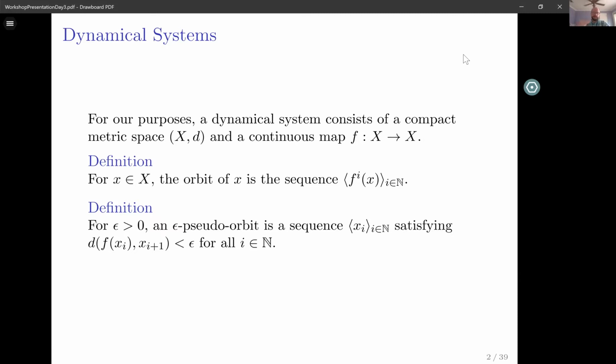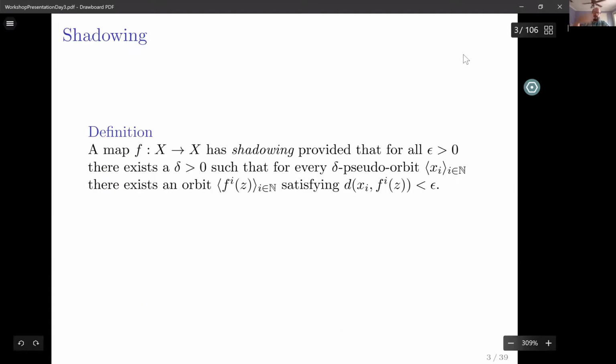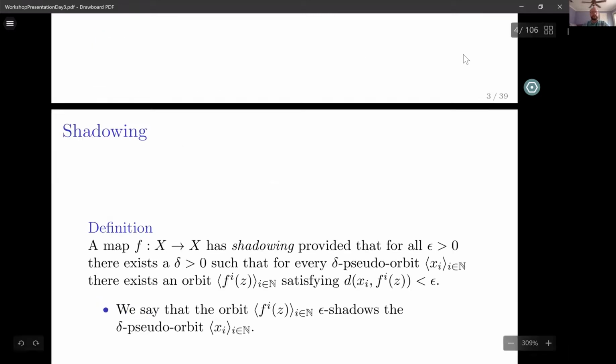An orbit is the sequence where you just iterate the function f on a single point. A pseudo-orbit is like that, except we take a sequence where the pointwise difference between f of x_i and x_{i+1} is bounded by epsilon. We say that f has shadowing if every epsilon has a delta such that every delta pseudo-orbit is epsilon shadowed. This is the stuff we've been working with for 2 days.